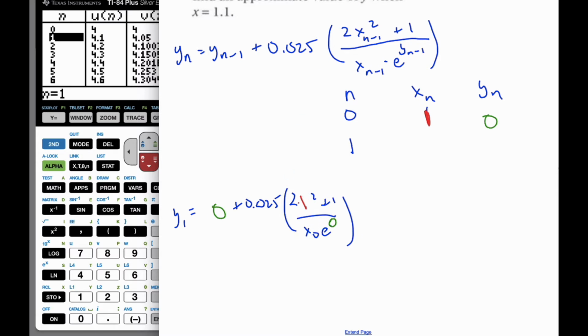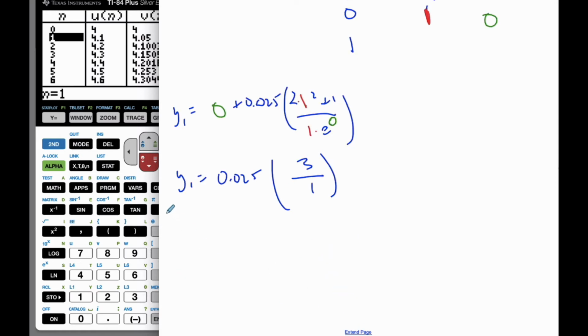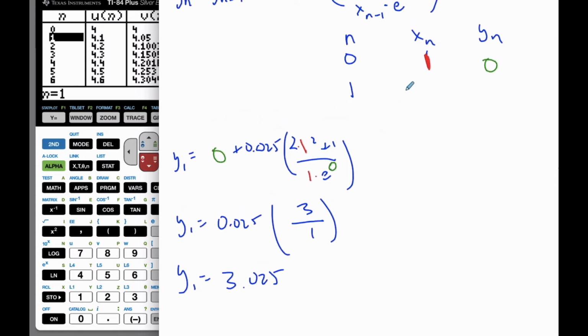So if I do it by hand, I go y1 is equal to 0 plus 0.025 times, well, 1 squared is 1 times 2 is 2, plus 1 is 3, over, oh, I missed one of my x sub 0, so this one here also is 1. So then it's going to be 1 times 1 is 1, and so I know y sub 1 should be 3.025 is my value.